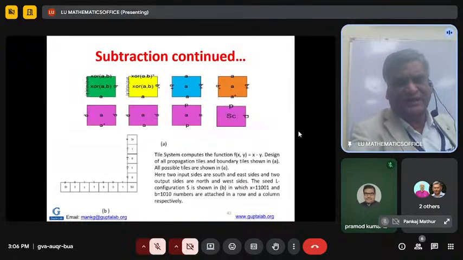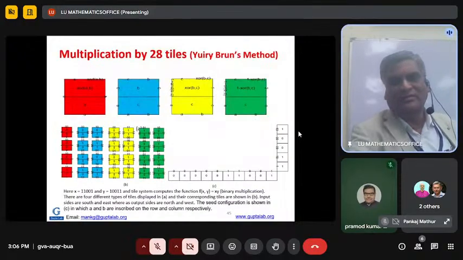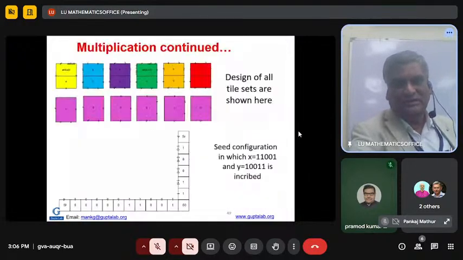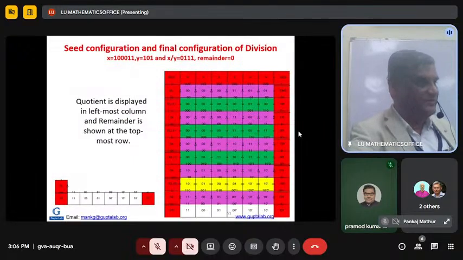So similarly, we have the subtraction. I'll not discuss too much, but subtraction can be done. Multiplication, another solution. Division is there. All these things have been implemented, right? So with tiles, you can do all the basic arithmetic.